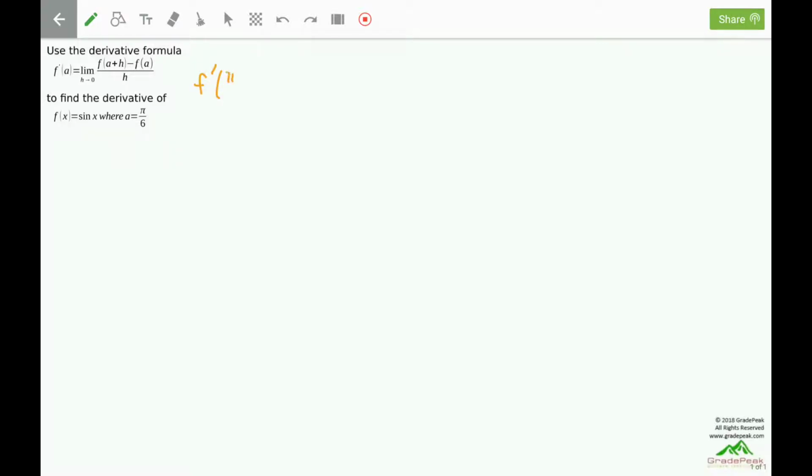F prime of pi over 6 equals the limit as h goes to 0 of f of pi over 6 plus h minus f of pi over 6, all divided by h. The next thing to do is to evaluate f of pi over 6 plus h and f of pi over 6.